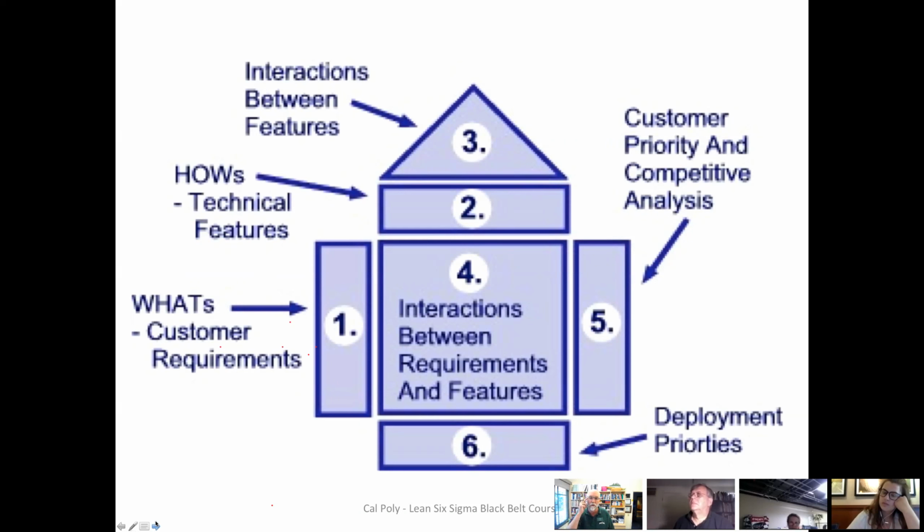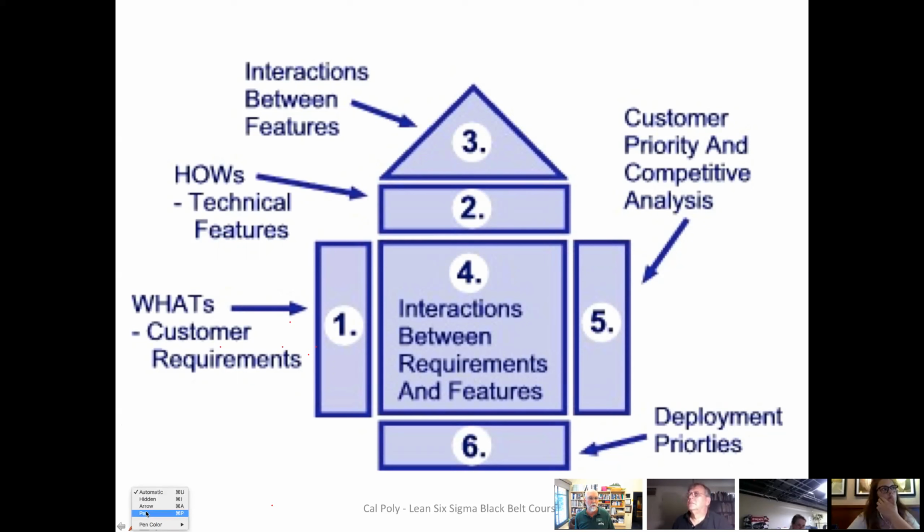So one of the tools that we use for capturing the voice of the customer is something called a quality functional deployment, or a quality functional house. And this is a picture of what that looks like.